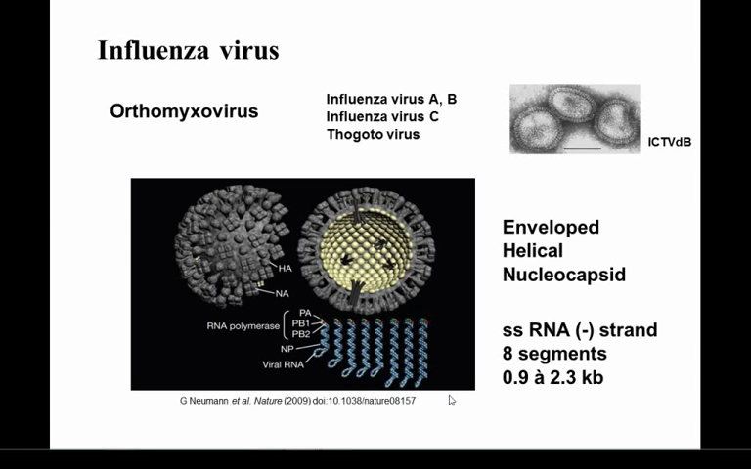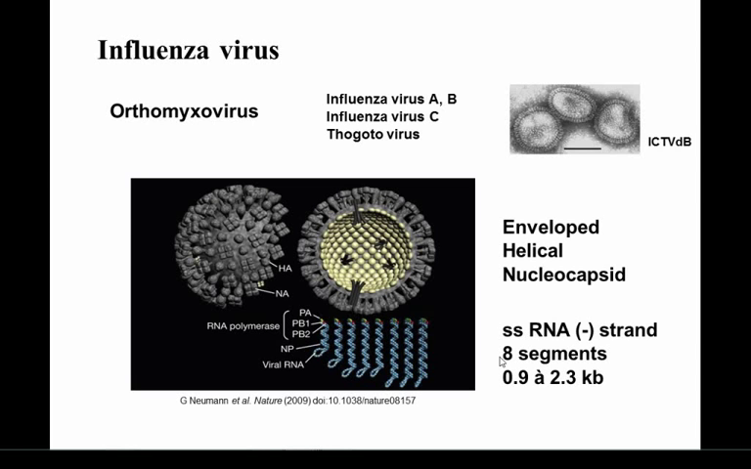So it's a negative strand RNA virus. The genome has 8 segments, like this. Each molecule of RNA pretty much codes for one gene in the viral genome. You can think of this as being like a virus that has got 8 chromosomes. Okay, it's got a segmented genome.